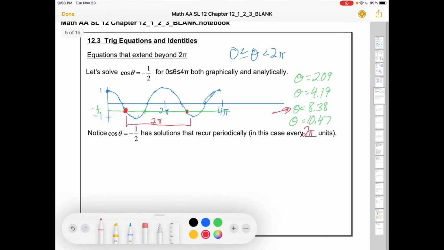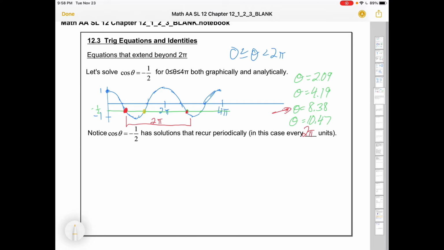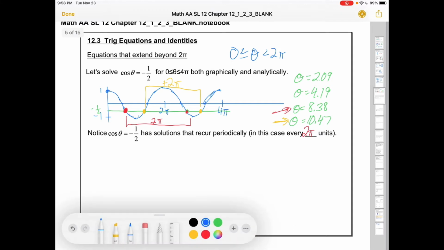Same thing if I chose this point right here in yellow. It's going to be a periodic buddy with this one. So if I add 2 pi to that first one, 4.19, I'm going to end up at this one. If we're doing this in the GDC, well, we just sort of plug and chug and find those points of intersection. If we want to do it analytically, which we do, here's what we're going to do.